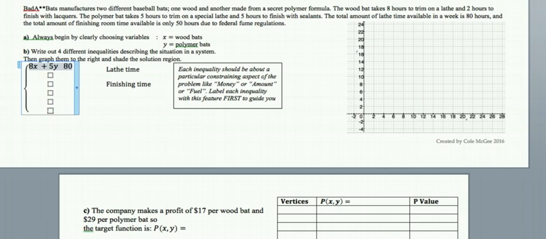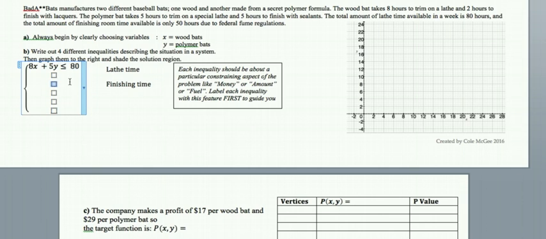And then think about it. What's the symbol going to be in here? We had it, right? So it's going to be equal to. Is it less than or more than 80? Well, 80 is the top, so I think it's going to be less than or equal to. So there's the lathe time one.